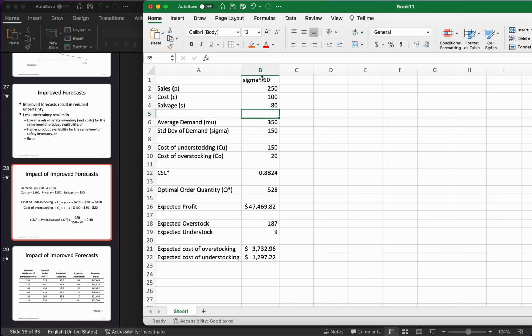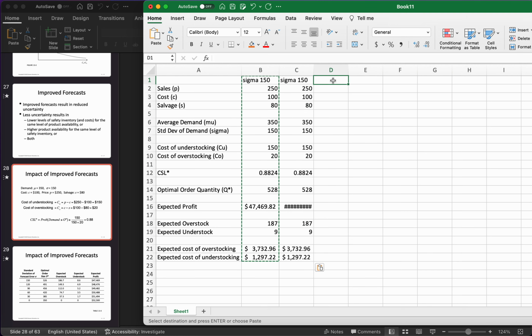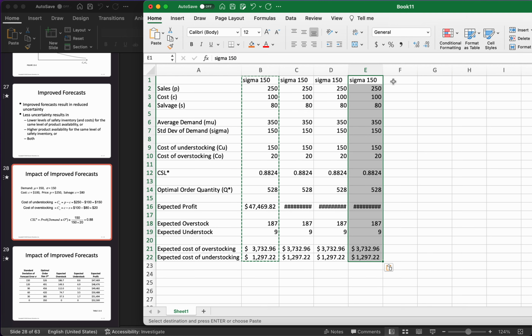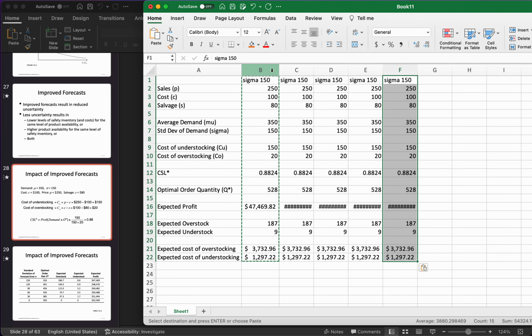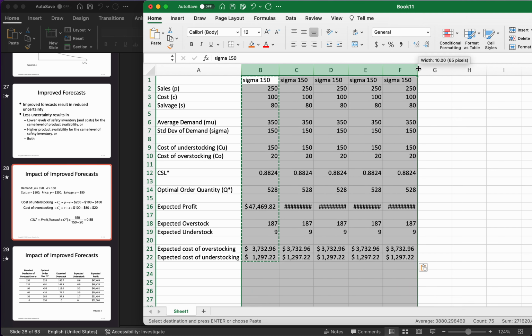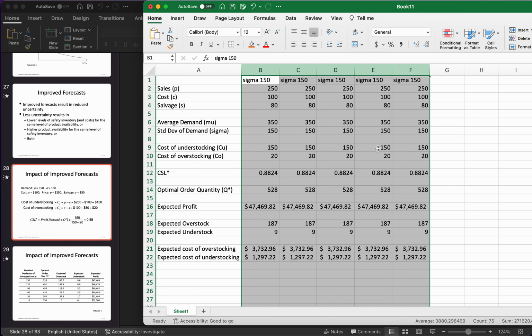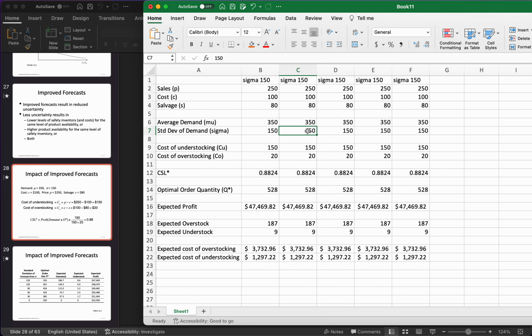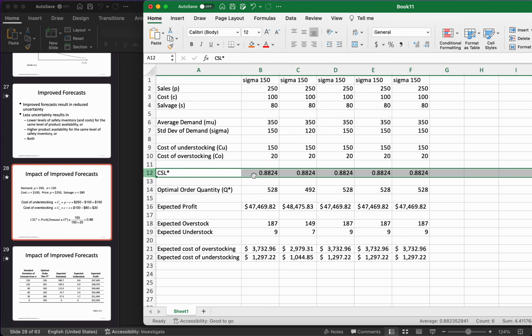Now, what if the standard deviation reduces? So I'm going to do multiple cases here. Let me just copy this over multiple times. The multiple cases that I am doing are essentially reducing the standard deviation. So what if the standard deviation was 120? If the standard deviation is 120, you'll notice that everything up to this point stays the same except the value of standard deviation, obviously.